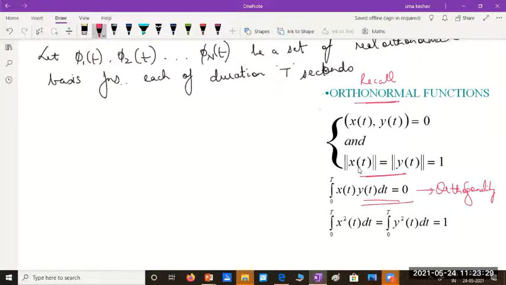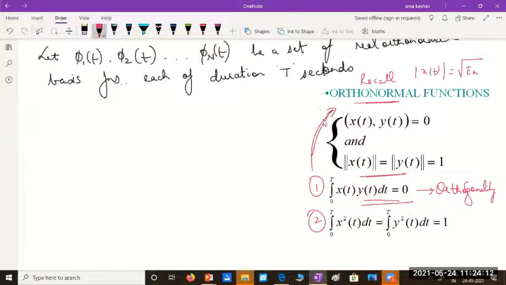The second condition is that each of the signals should have unit energy. See, the energy of x of t, integral of x square t dt, this double norm is nothing but energy. Norm is root of energy. Remember, norm means we found the norm of a function. This norm is nothing but the root of the energy. And double norm means it is energy. So the integral from 0 to T of x square t dt is the energy under the curve. It should be 1. Similarly, the energy under y of t should also be 1. If both these conditions are satisfied, then we call such functions orthonormal functions.